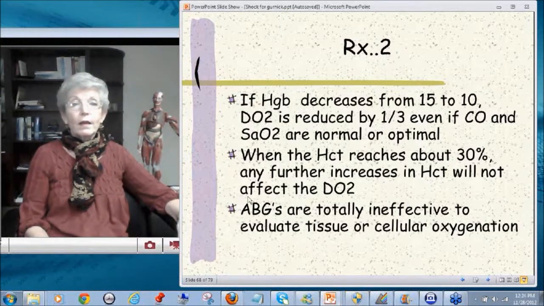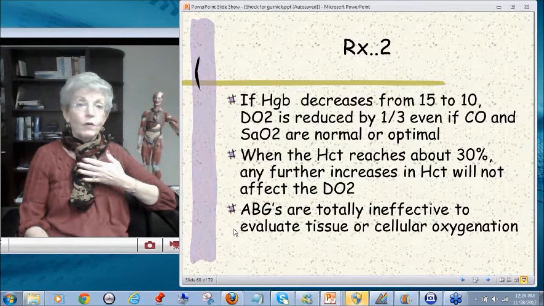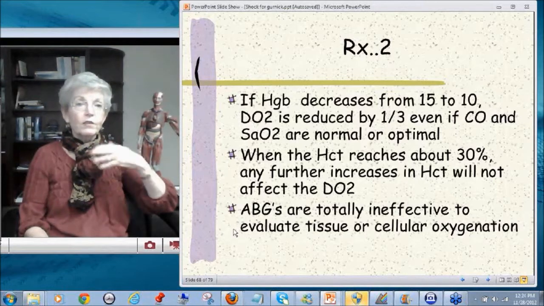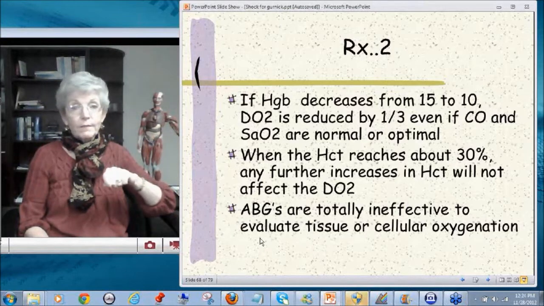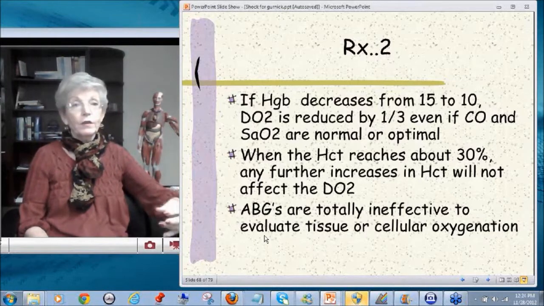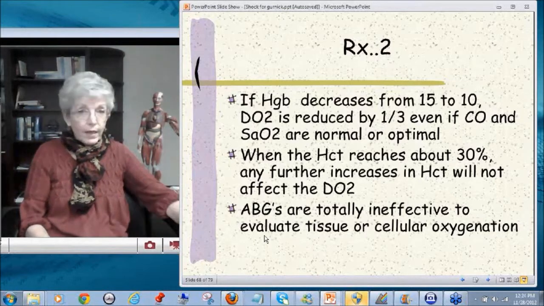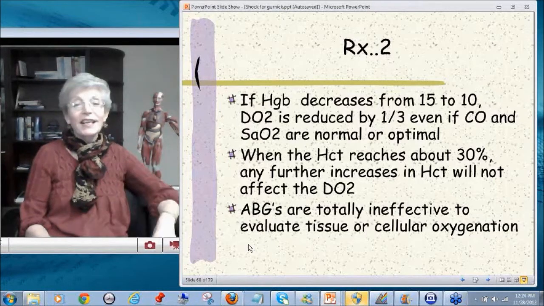So arterial blood gases are great in looking at acid base. They're great at a variety of things. You can indirectly determine cardiac output by them, etc. But literally, it's totally ineffective in evaluating what's going on at the cellular level. We have no way of knowing what's going on. Well, we do, but not by looking at an arterial blood gas.